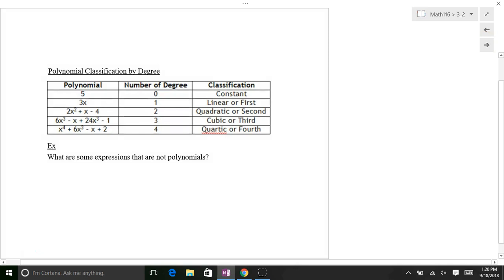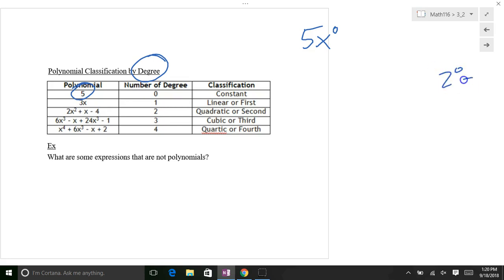All right, the other way we can classify polynomials is by the degree. So if you look, here's your first one, polynomial 5. You notice there's no x there. Well, the x is missing. It's actually x to the 0, because anything to the 0 power is 1, like 2 to the 0 is actually 1. So they don't write that. It's just 5, but the degree is 0. So it's a polynomial of degree 0, and we give it a specific name. We call it a constant polynomial.